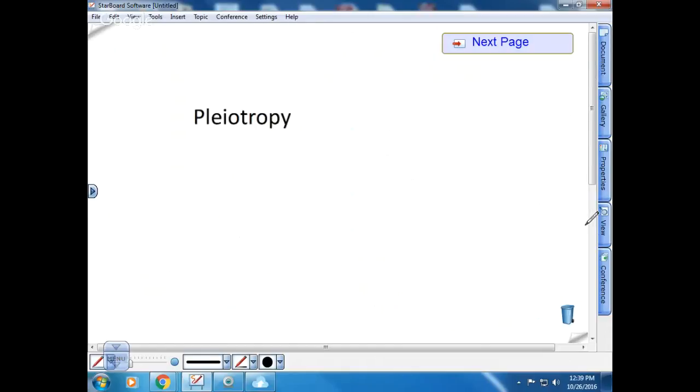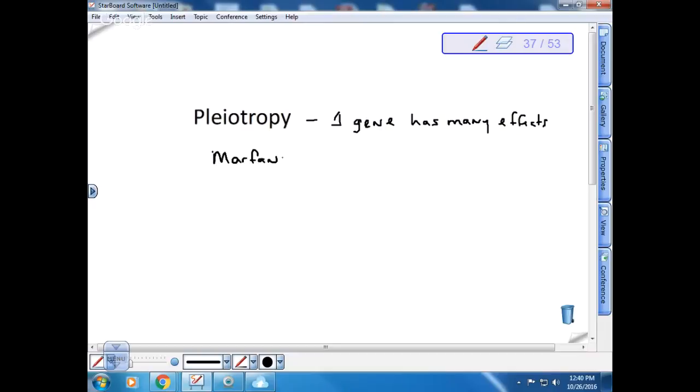Pleiotropy. This is a big word, but what it means is that one gene can have many effects on the phenotype. So it's actually kind of the opposite of epistasis. One gene has many effects. And a good example of this in humans is a disease called Marfan's syndrome, where individuals produce defective collagen.